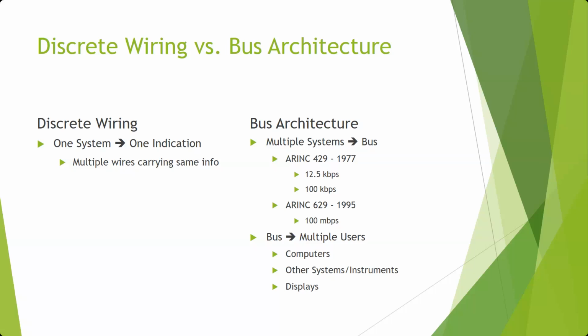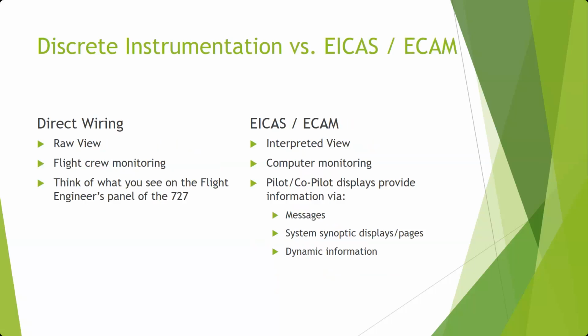But essentially, you have multiple users of the information, computers, other systems, and instruments and displays that can all pull information off of there. Yeah, there's fiber-based buses now. Like there's fiber-based communication systems in the aircraft too. So instead of wires, fiber optic.